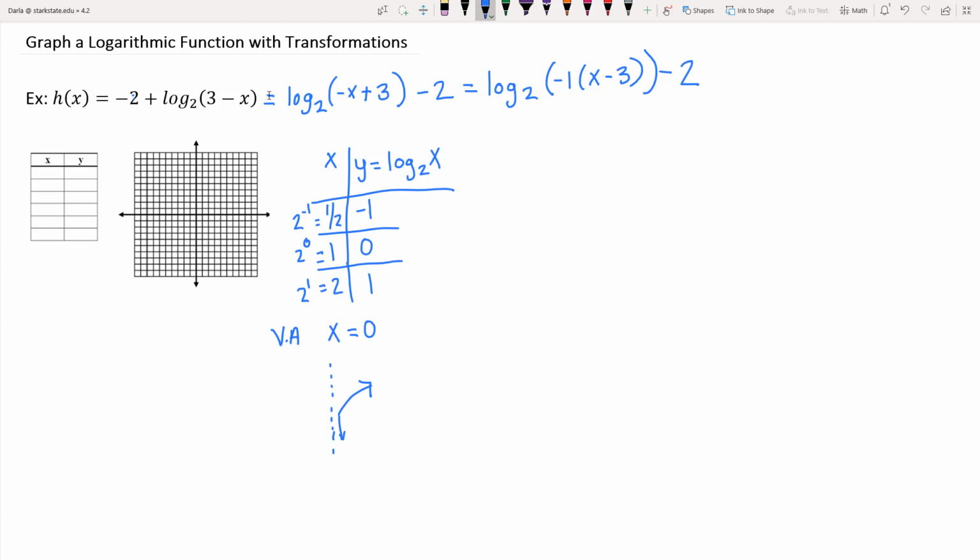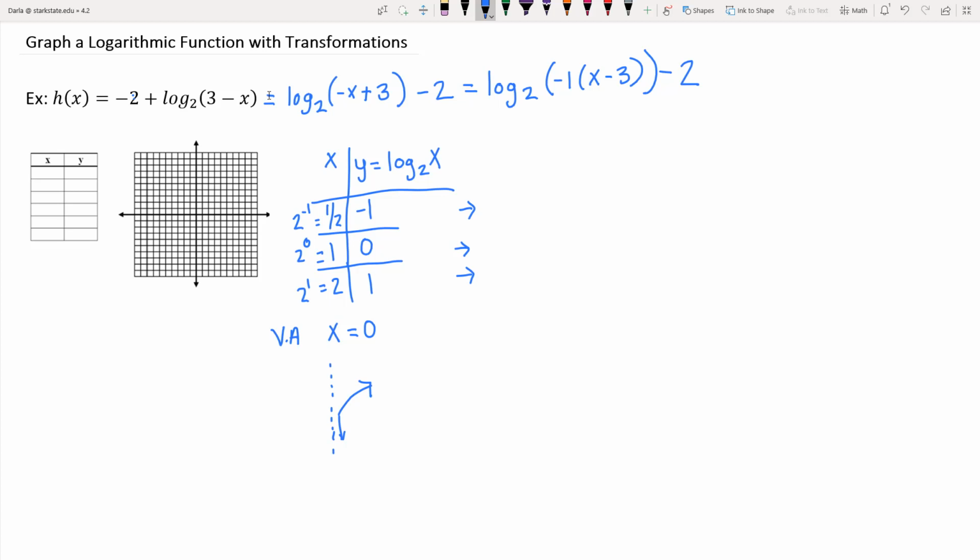But then I need to transform each of these three points. The transformations that are present: we have a reflection across the y-axis because we have this negative on the x. We have a shift of right 3 units because we're subtracting 3 from our x. And then we have a subtraction of 2 from our entire function, which is our log function. So that's down 2 units. I need to apply all three of those transformations.